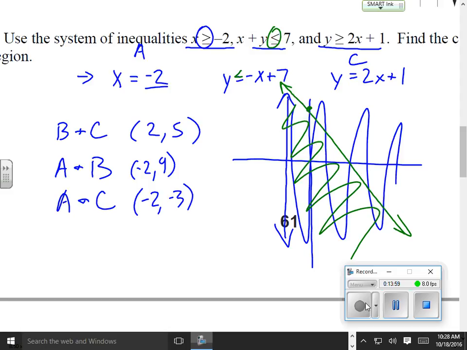And then 2x plus 1. Here's plus 1. It's going to be a 2 slope. So it's going to do something like this. And then shading above that would make this triangle right here the area where they all overlap. You don't have to do all this, I'm just proving to you. So we have the point 2, 5, which is about right there. We have the point negative 2, 9, which is about right there. And we have the point negative 2, negative 3, which is about right there.